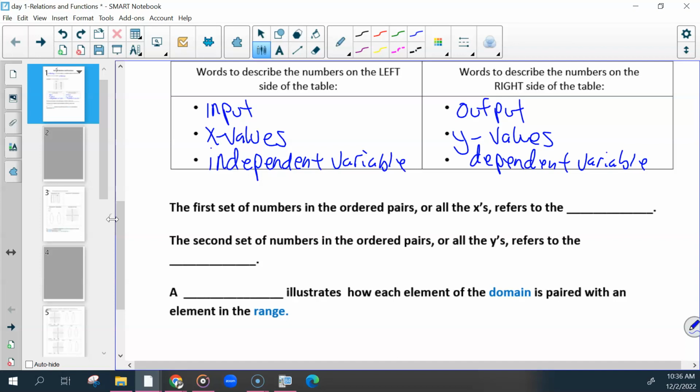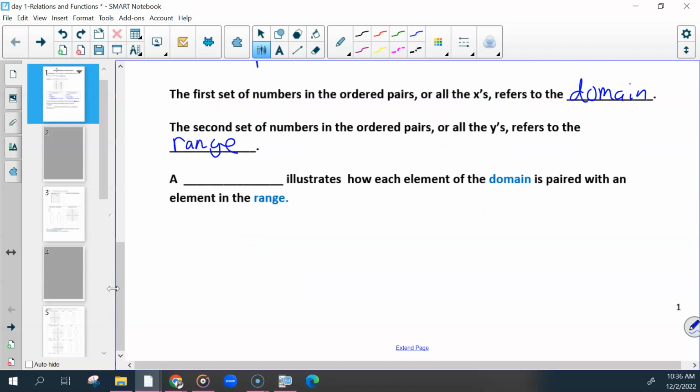Then the first set of numbers in the ordered pair, or all of the x's, refers to the domain. The second set of numbers in the ordered pairs, or all of the y's, refers to the, anyone know that word? Range. So all of these words are interchangeable. Sometimes it'll say x values or input or independent variable or domain, and then y values, output, dependent variable, or range. Right? And then this one is a mapping. It illustrates how each element in the domain is paired with an element in the range. And we're going to do that here in a moment.